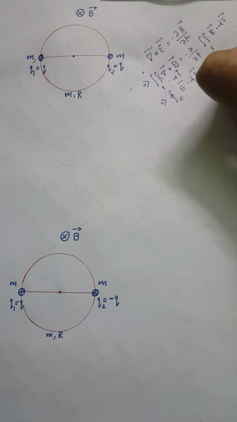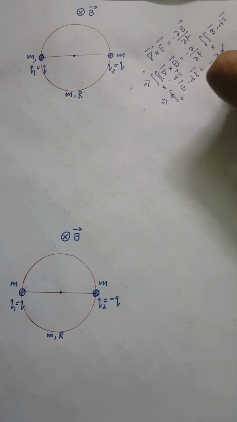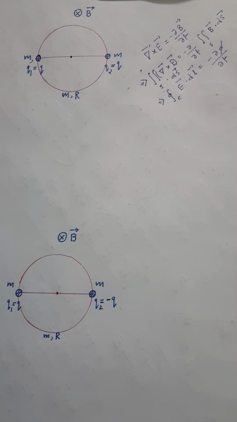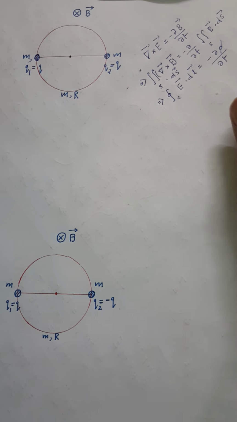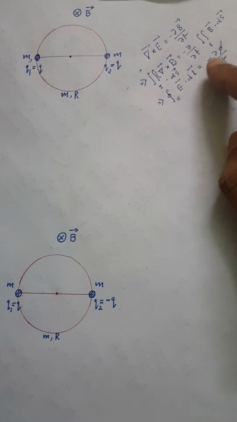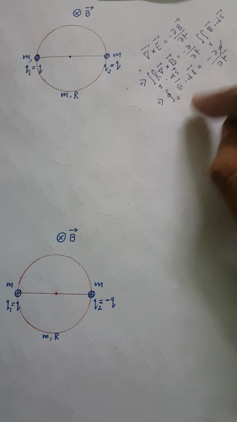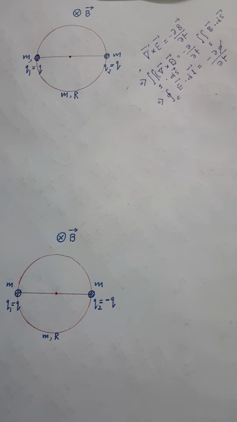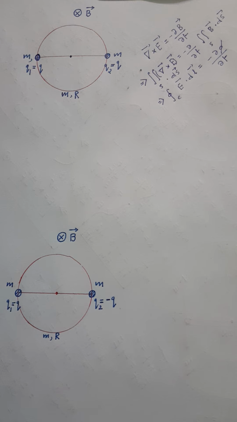And we can write this one minus del phi del t. Please understand this very carefully. So the closed line integral of E dot dl equals to minus del phi del t. Now this is the rate of change of magnetic flux. The rate of change of magnetic flux is nothing but the induced EMF. So this is the induced EMF.